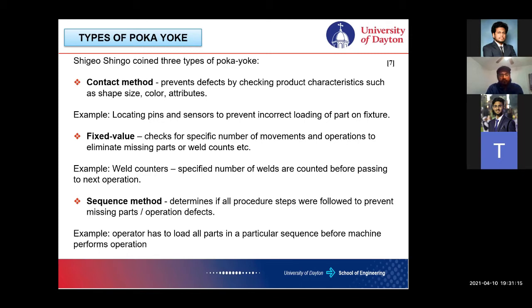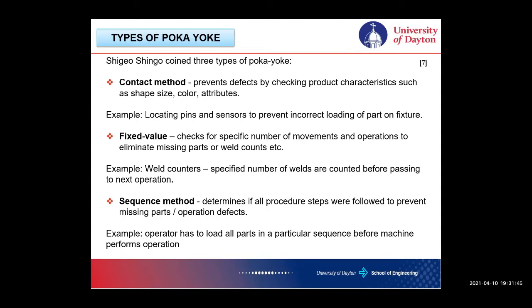The next type of Poka-Yoke is the fixed value Poka-Yoke. It is useful for checking a specific number of movements and operations to eliminate missing parts or failed counts, etc. And the last type of Poka-Yoke is the sequence method, which determines if all procedure steps were followed to prevent missing parts or operation defects. For example, the operator has to load all parts in a particular sequence before the machine performs the operation.